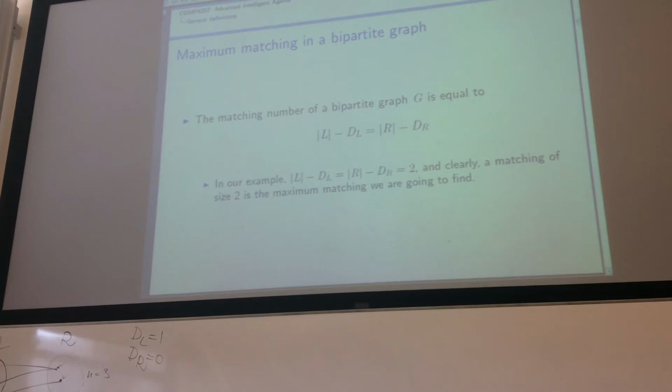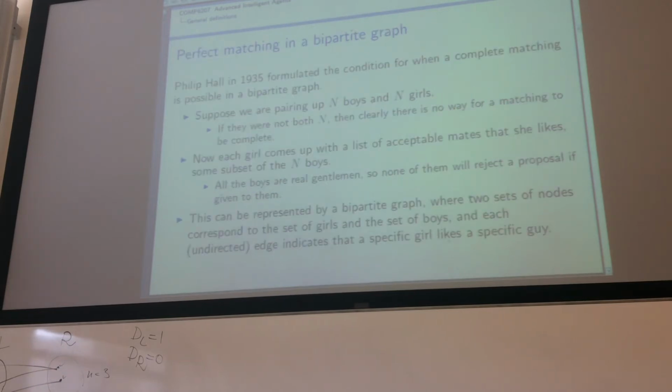So in our example, we had 3 nodes on the left. The left deficiency was 1. 3 minus 1 is 2. The number of nodes on the right-hand side was 2. The deficiency was 0. 2 minus 0 is also 2. Okay, and that indeed is the maximum matching that we could find there, because on the right-hand side we have 2 nodes. At maximum we can match the 2 of them to someone on the left-hand side. Questions here?